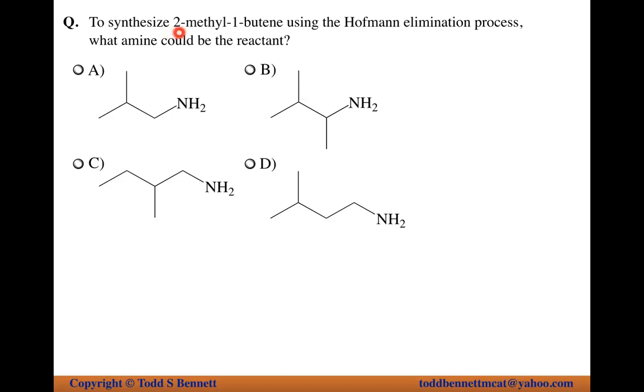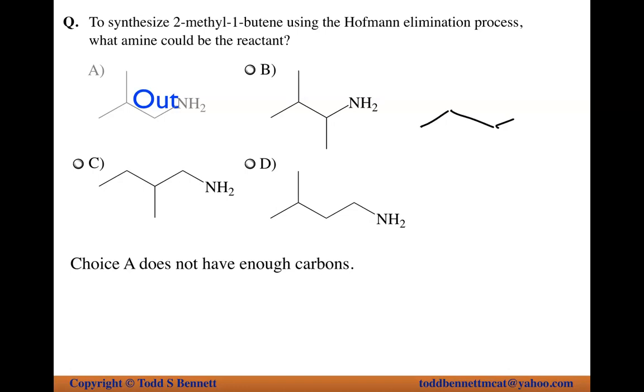For this question: to synthesize 2-methyl-1-butene using the Hofmann elimination process, what amine could be the reactant? Okay, so we first should draw 2-methyl-1-butene. Sorry, I meant to say draw it. So let me go ahead and draw this out. Your terminal alkene will be 1, 2, 3. So there's your terminal alkene.